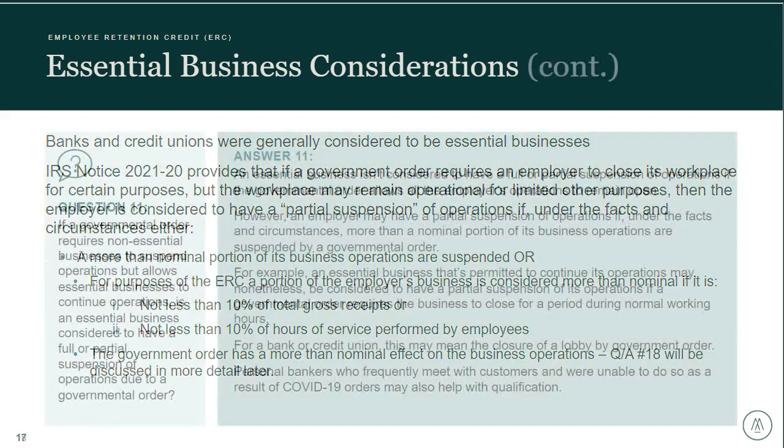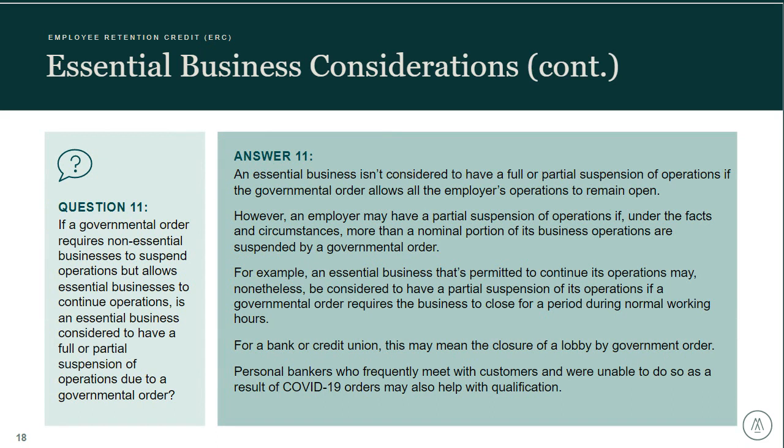So question 11 really gets to the heart of the essential business question, which is if a government order requires a non-essential business to suspend its operations, but allows an essential business to continue operations, is an essential business considered to have a full or partial suspension of operations due to a government order? So again, this ties back to the slide we were just talking about. What we want to do is determine whether or not there was that more than nominal impact. So an essential business isn't considered to have a full or partial suspension of operations if the government order allows the employer's operations to remain open.